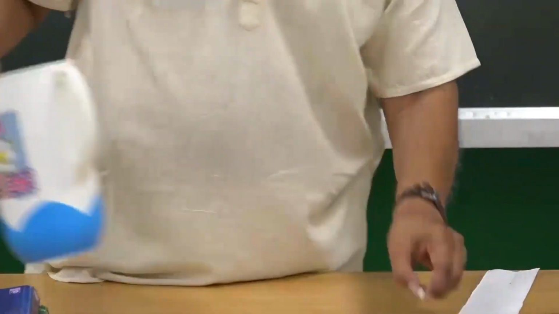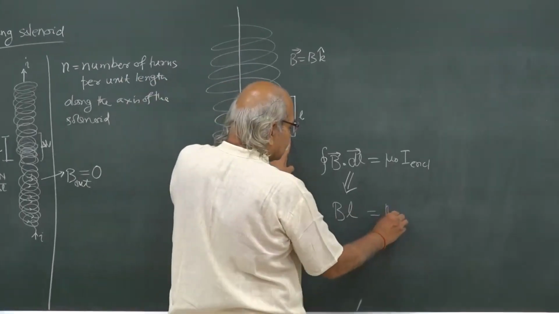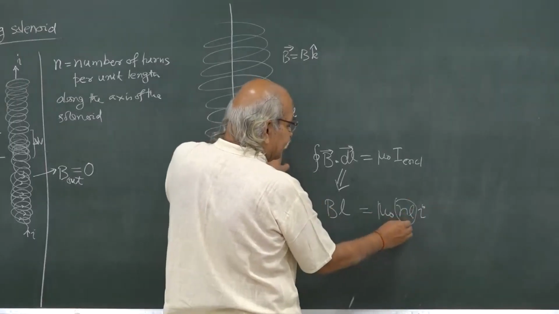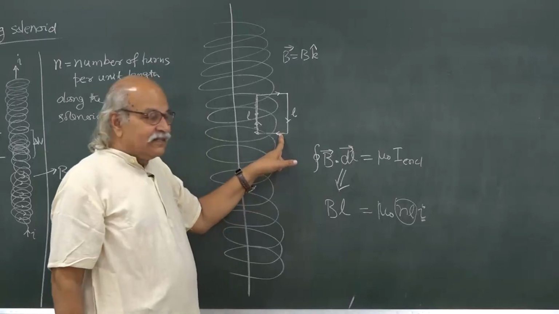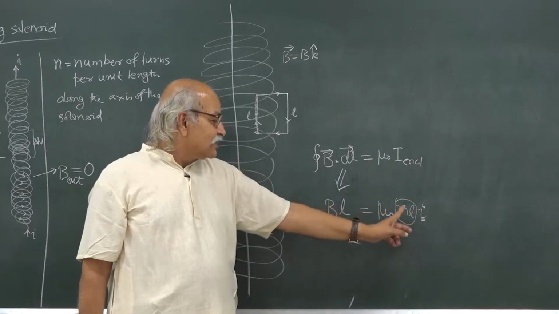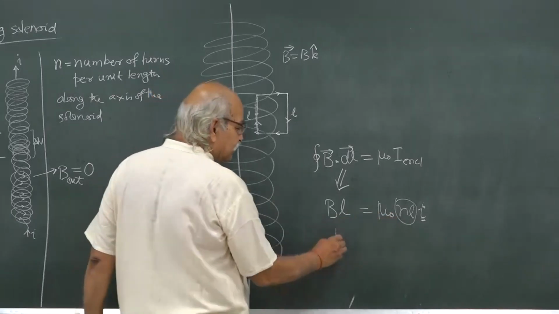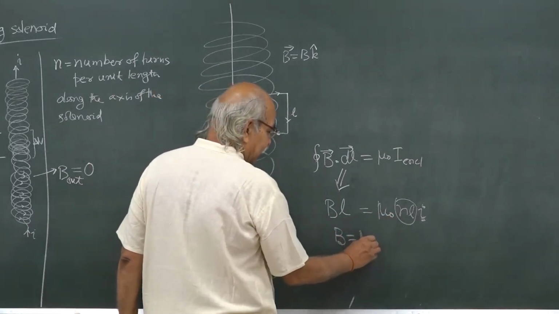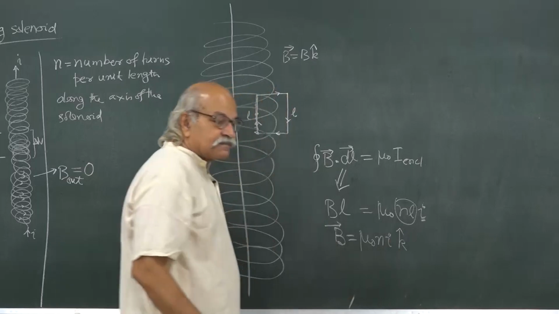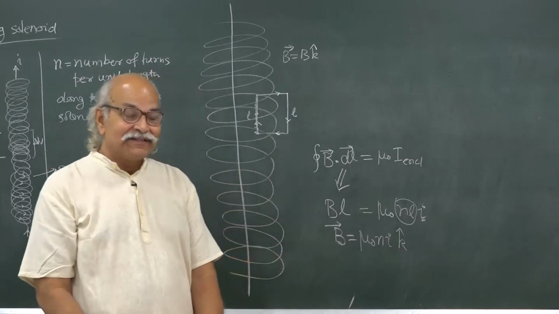Alright. So, you can see that the current crossing this rectangle will be how much? N into L into I. These many turns are crossing this rectangle and each turn is carrying a current I. So, this is the total current enclosed, times mu naught, and hence B is equal to mu naught N I. Your very familiar expression for the magnetic field inside a current carrying solenoid.